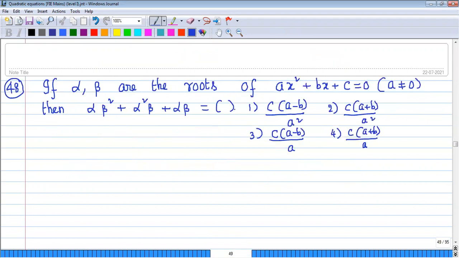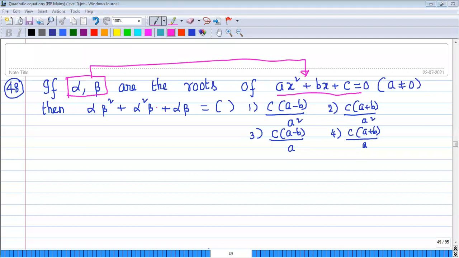Shall I move to the 48th question? Here alpha comma beta are the roots of this equation. So alpha beta square plus alpha square beta plus alpha beta we need to find out. As alpha comma beta are the roots of the given equation, we have alpha plus beta equals to minus b upon a. Alpha beta is equal to c upon a.